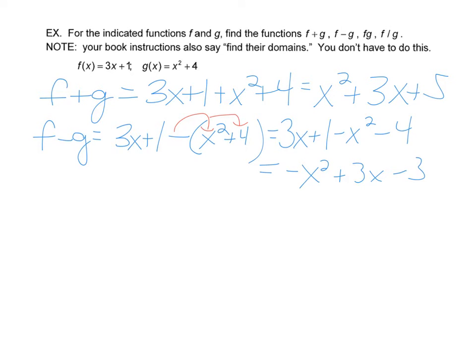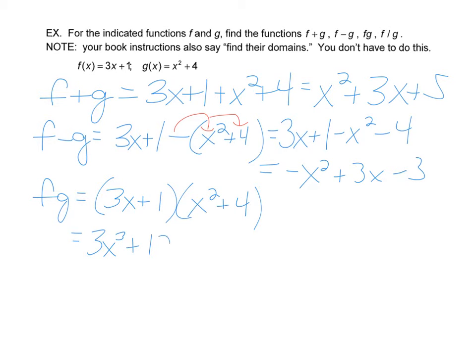Now multiply f times g. So 3x plus 1 times x squared plus 4, and you're going to FOIL that. You would have 3x cubed plus 12x plus x squared plus 4. There aren't any terms to combine there, so you can just leave it right there, or you can rearrange it. You could swap the 12x and the x squared so that it's in order from largest exponent to smallest.